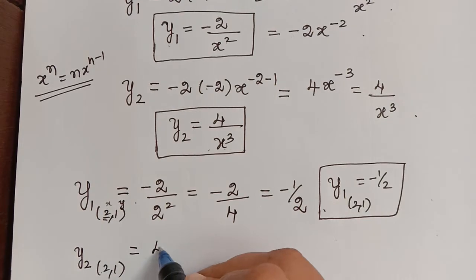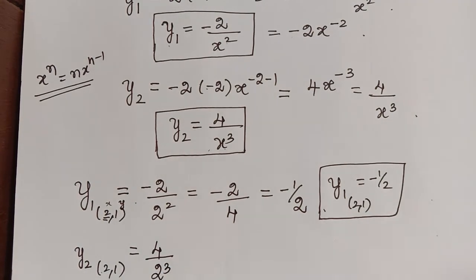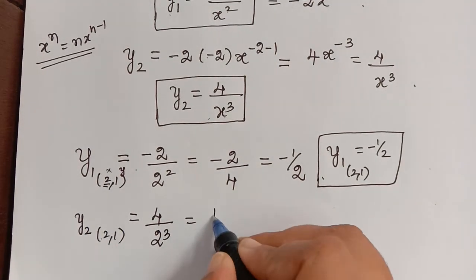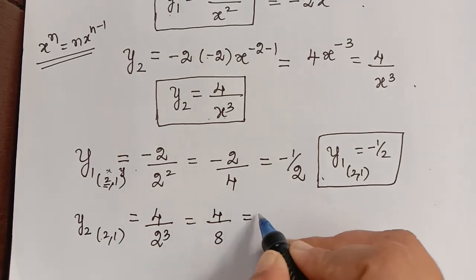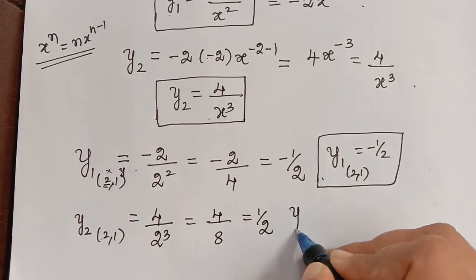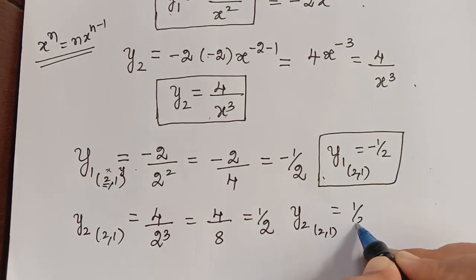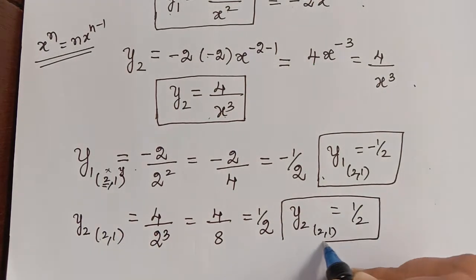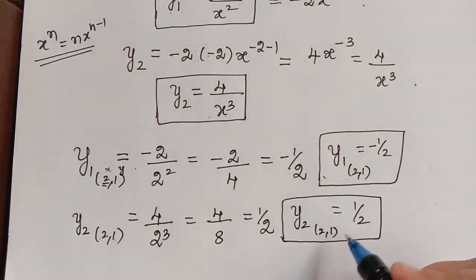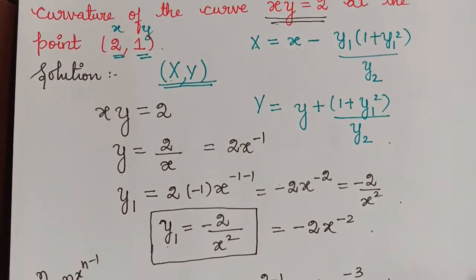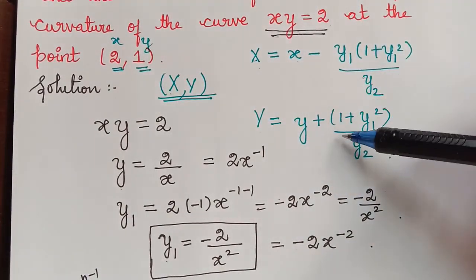So we will be getting 4 by 2 cube, and so that will be equal to 4 by 8, which is equal to 1 by 2. So therefore y2 at the point (2, 1) is equal to 1 by 2. So we have evaluated y1 and y2. Now we have to substitute these two in our formula, that is this formula.